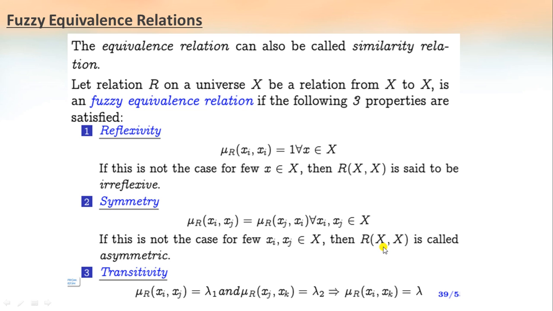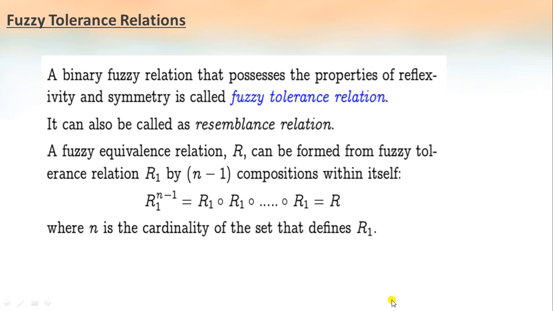Next is fuzzy equivalence relation. It can also be called a similarity relation, with the relation R defined over X to X. This is called a fuzzy equivalence relation with these three properties. First one is reflexivity: mu R of (xi, xi) equals 1. Symmetry: (xi, xj) equals (xj, xi). And transitivity: if (xi, xj) equals lambda 1 and (xj, xk) equals lambda 2, there should be an (xi, xk).